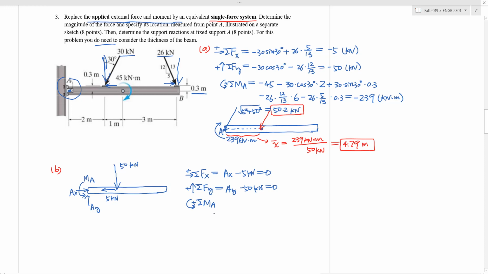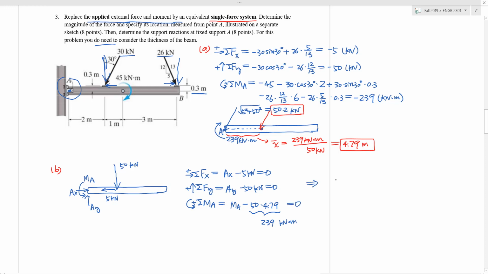The reason why we choose point A to sum our moments is because the two unknown forces, AX and AY, pass through point A. Therefore, they do not create any moment about point A. So we will only have an unknown MA. This is the couple moment unknown. And then minus your 50 multiplied by 4.79 moment arm. You can do that, or if you remember, that is 239 from the previous step anyway, kilonewton meter, and that equals 0.